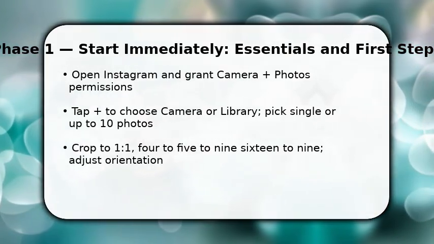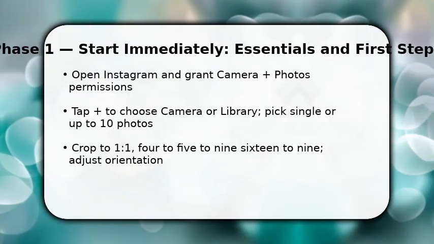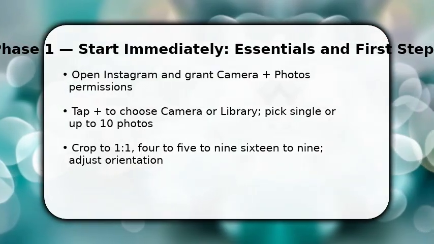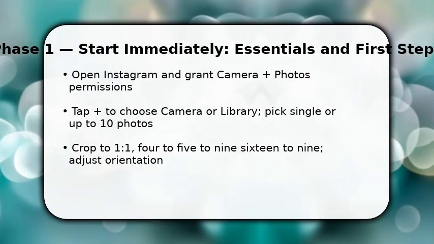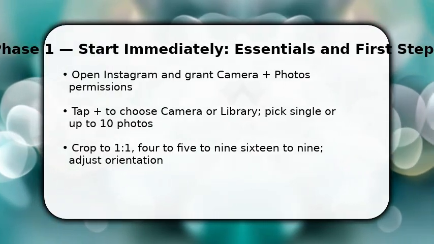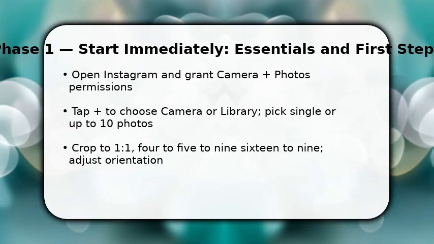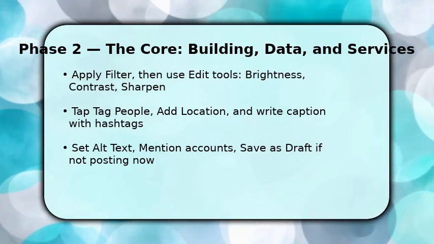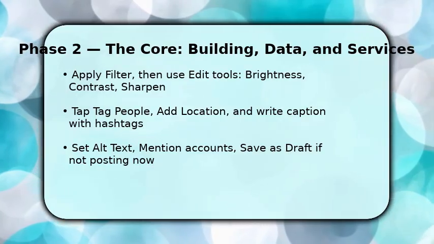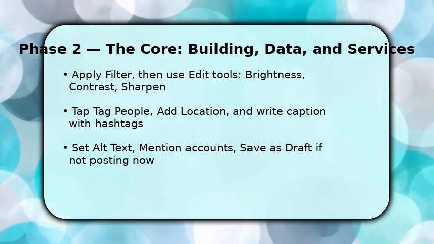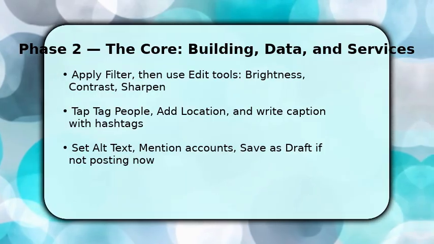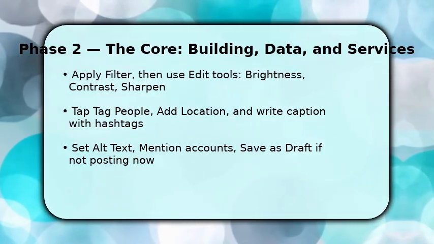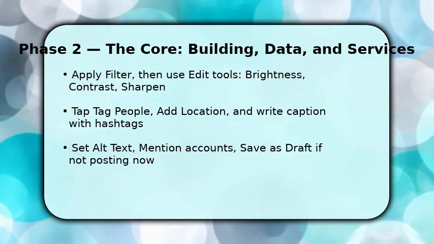Choose orientation and crop to the desired ratio, for example 1:1 for a clean square. Make small framing adjustments now, because edits later are easier when composition is right. Next, you refine the image. You apply a filter for mood, then use edit tools, brightness, contrast, structure, and sharpen to balance exposure and detail. These changes explain how the image reads to viewers.